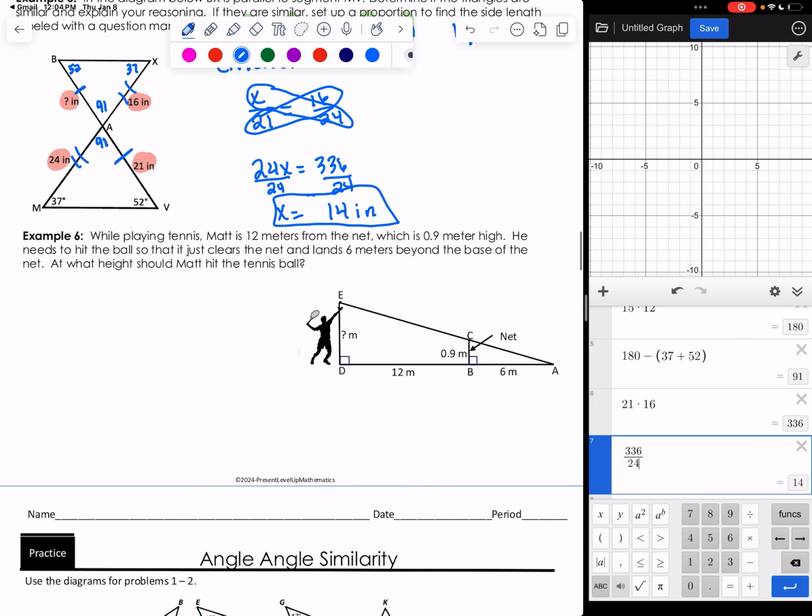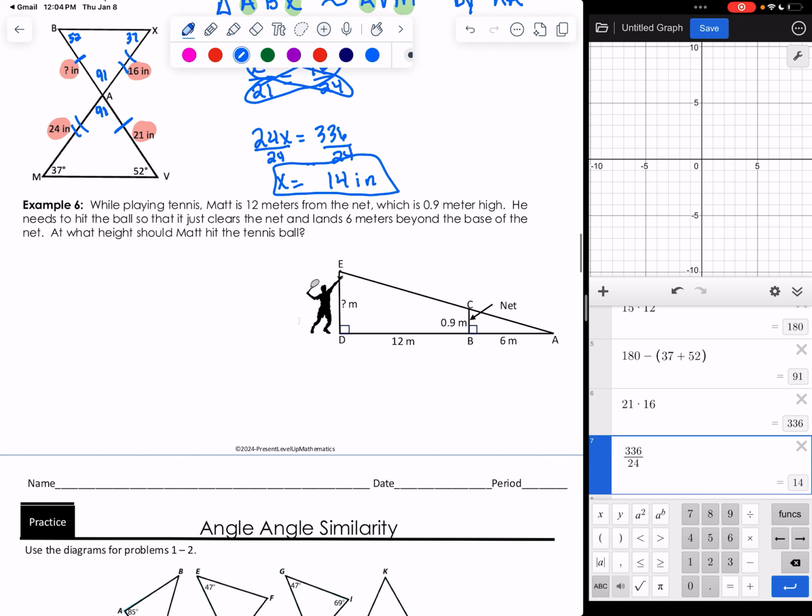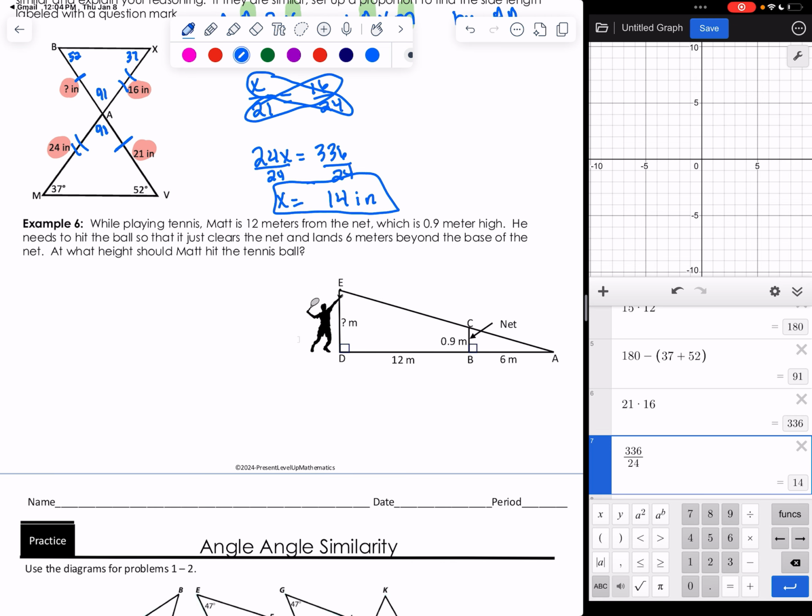All right, last example. In example 6, it says, while playing tennis, Matt is 12 meters from the net, which is 0.9 meters high. He needs to hit the ball so that it just clears the net and lands 6 meters beyond the base of the net. At what height should Matt hit the tennis ball?